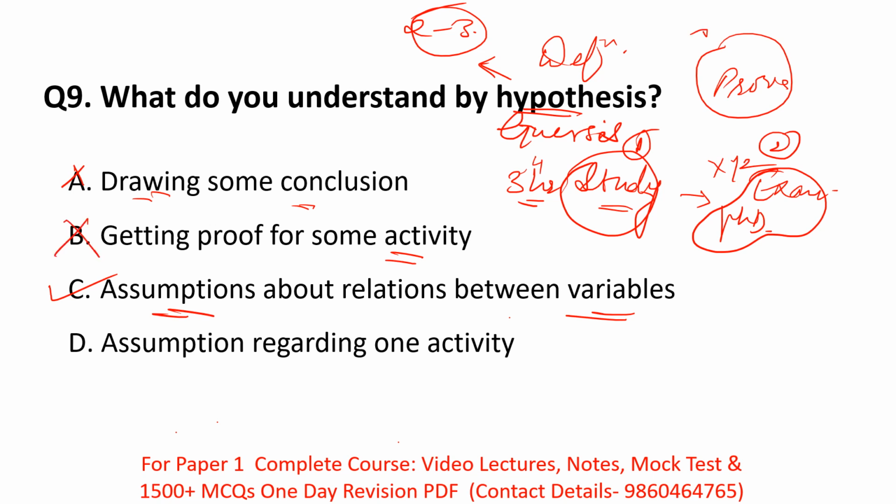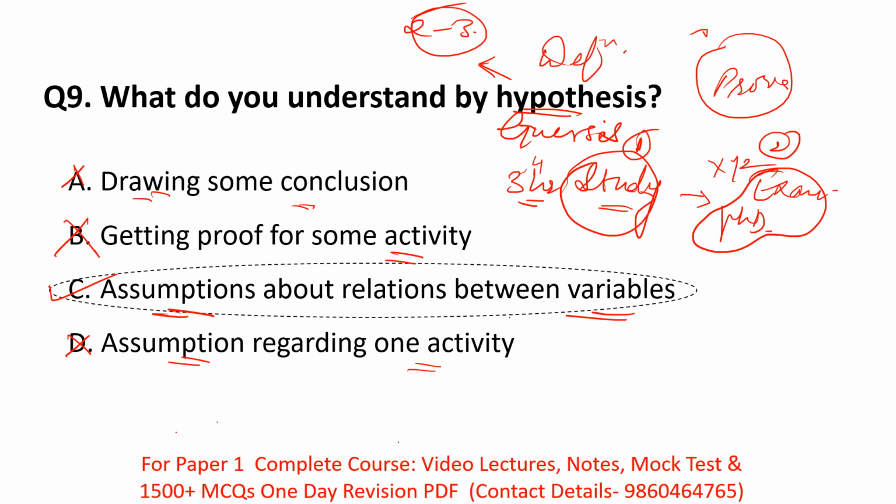Then option D, assumption regarding one activity. No, assumption regarding what? You cannot say only one activity. There are so many activities in day-to-day life. You can make assumptions on any activities, so many activities. So option D is also incorrect. For this question, option C is the right answer, assumption about relation between variables.